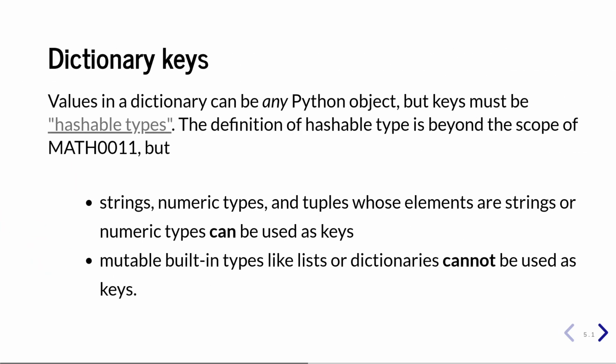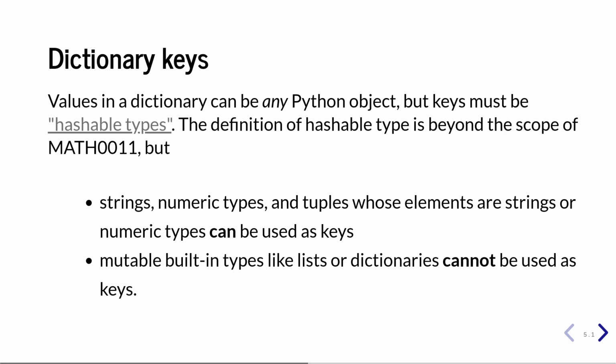Now there is a restriction on the types of keys in Python. Values can be absolutely anything at all. So you don't have to even associate a string to a string. You can associate anything to a string or anything to anything. In fact, the values can be any Python object at all, but keys have to be what is called hashable types.